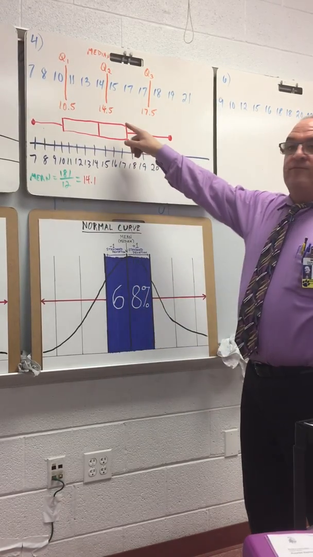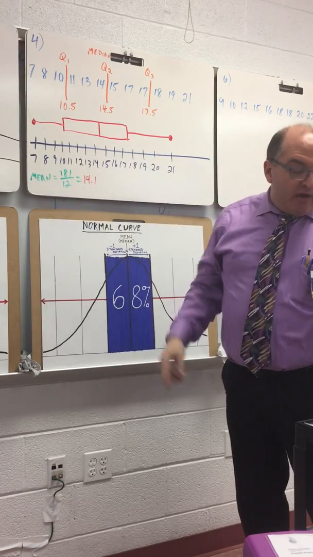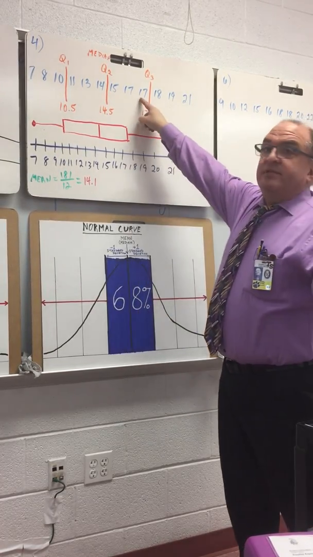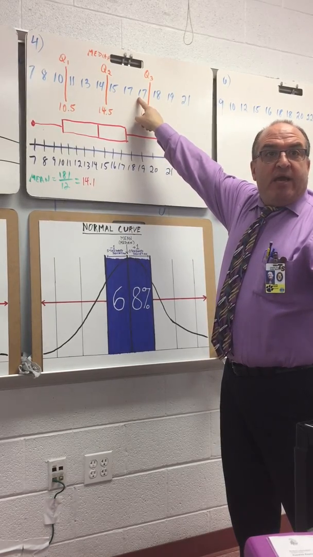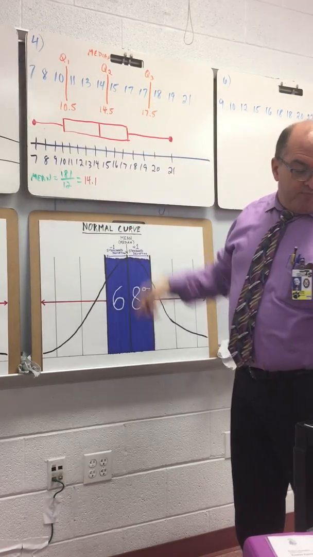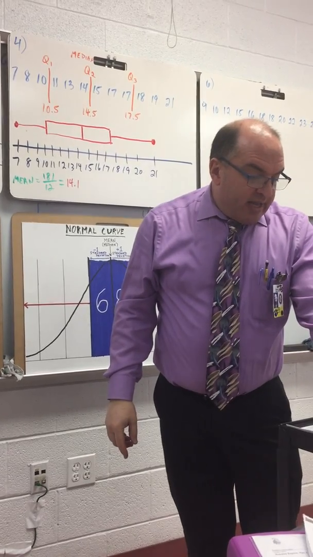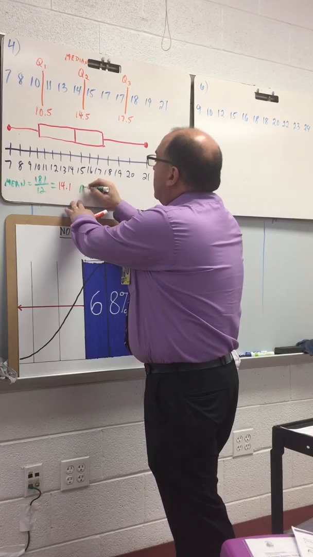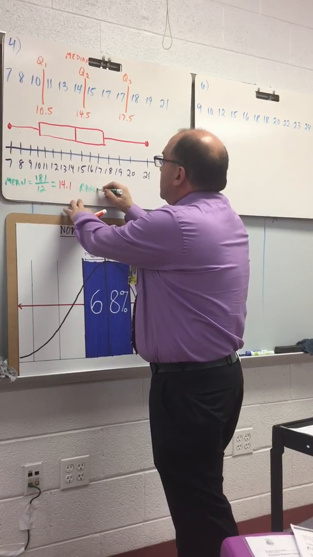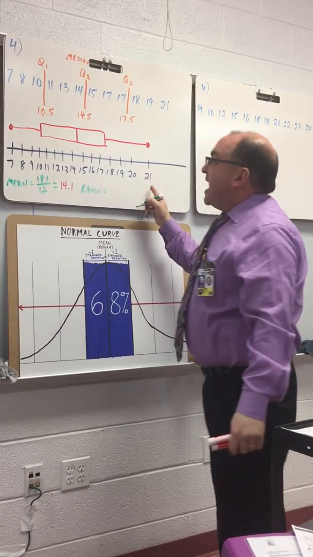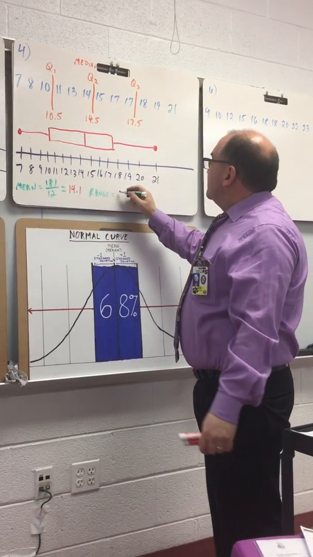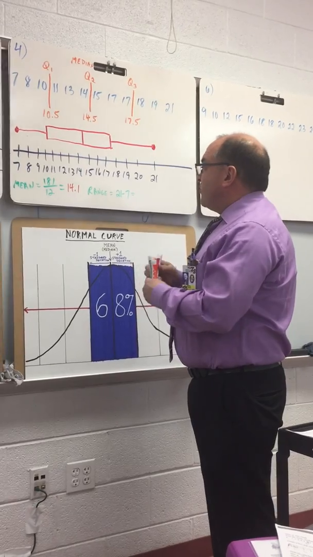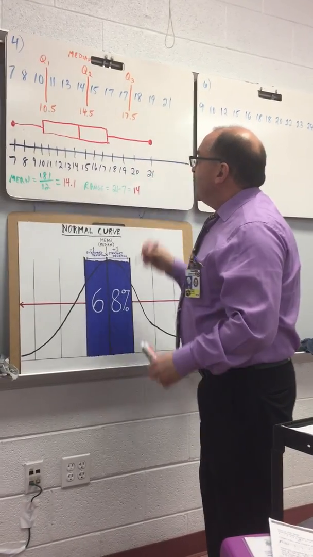What's the median? 14.5. Write that down under median. What's the mode? 17. That's the number that occurs the most, right? Mode, most. All right. What is the range? How do you find range? Subtract the highest minus the lowest. 21 minus 7 equals 14. That is the range.